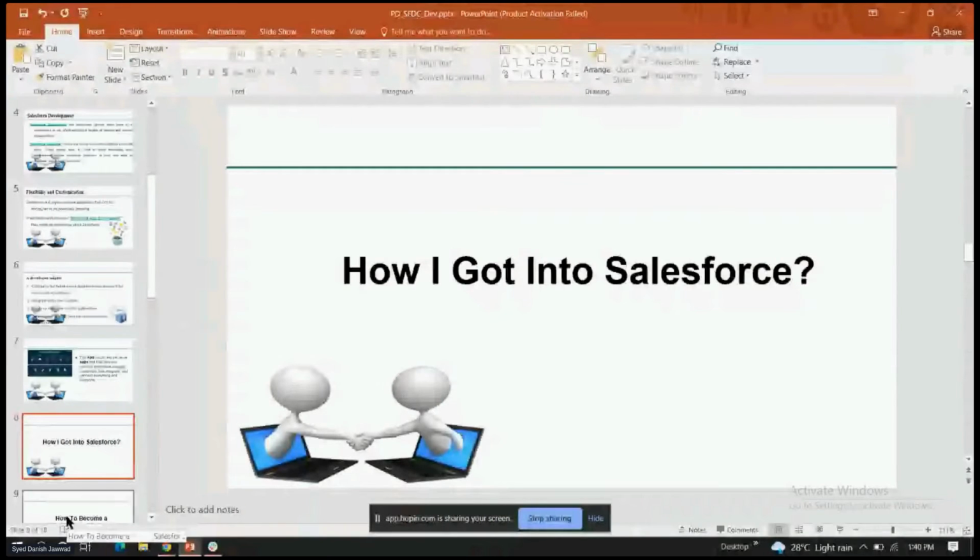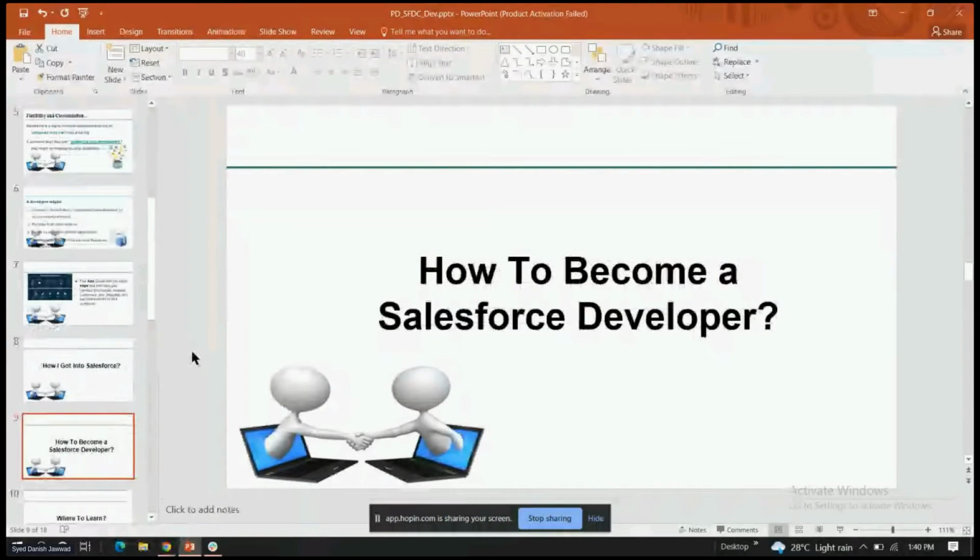So now we will talk about how to become a Salesforce developer. Some people think that you need knowledge of development prior to getting into Salesforce, and I don't think so. It is not a necessary part. You must have a little bit of knowledge or some logic building skills. If you're good at maths, you can do so. If you are a college student or regardless of anything, you can get into Salesforce.